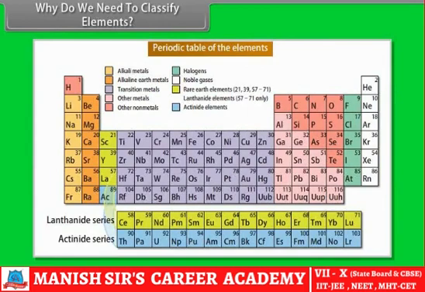Thus, periodic table may be defined as the table giving the arrangement of all the known elements according to their properties, so that similar elements fall within the same vertical column and dissimilar elements are separated.